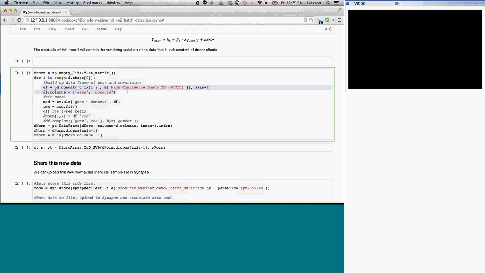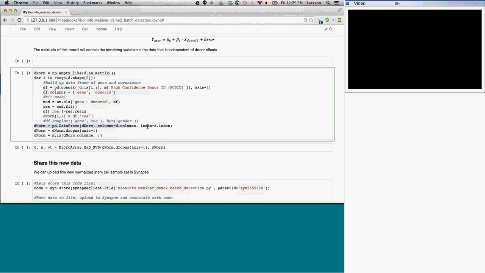So here I'm just building the data set that I need, and here I'm building a model. I'm saying that the gene expression is proportional to donor ID. Then I fit the model, and I extract the residual of that model. And then I store the residual of that model in this new data set that I have, dnorm.